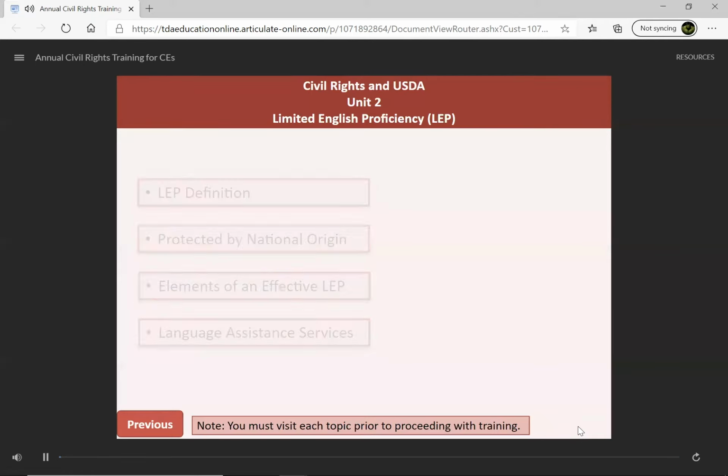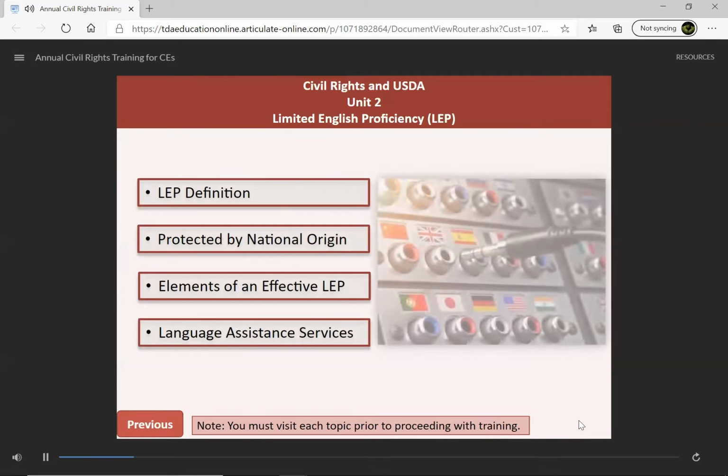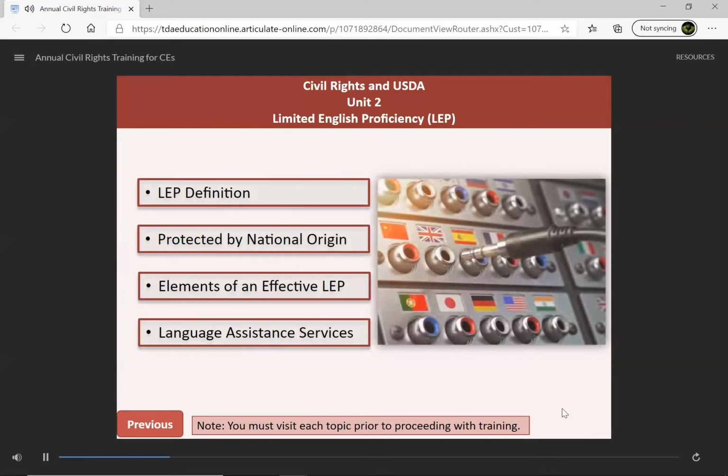In this section, we will be covering topics related to limited English proficiency, LEP. Click on each topic to hear more information on each subject. You will need to visit each topic prior to proceeding with this training.